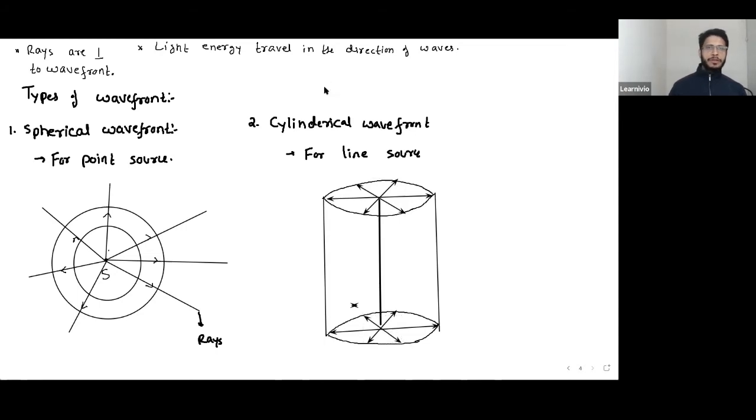Okay, just tell me one thing. If your object is at infinity, your light source is at infinity, then what type of rays will you get? Will your rays be converging, diverging, or parallel rays? Resham, Jabana.